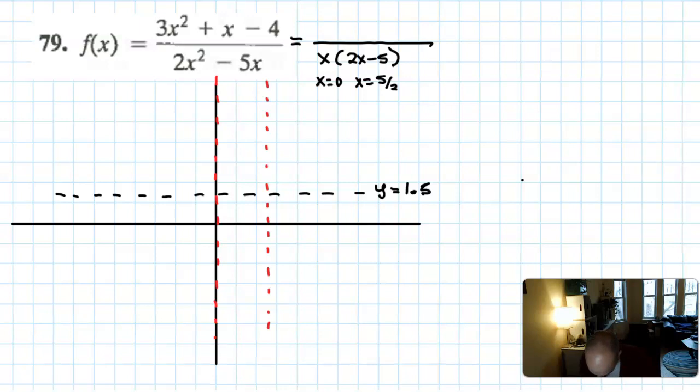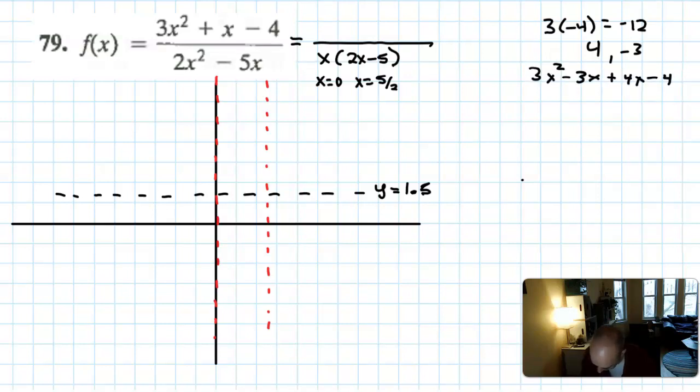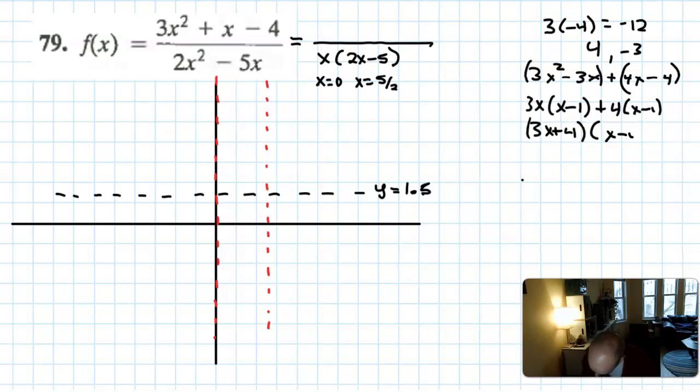The top looks like maybe we need to do some grouping. So we're going to do 3 times negative 4, which is negative 12. We're looking for factors of negative 12 that add to 1. So how about 4 and negative 3? So we're going to write this as 3x squared minus 3x plus 4x minus 4. I chose that order because I felt like the 3's and 4's would go together, but it doesn't actually matter when you do factoring by grouping. But we'll group those terms together. So we can pull 3x out of here. And can we pull a 4 out of here? Yes, we can. Get 3x plus 4, x minus 1.